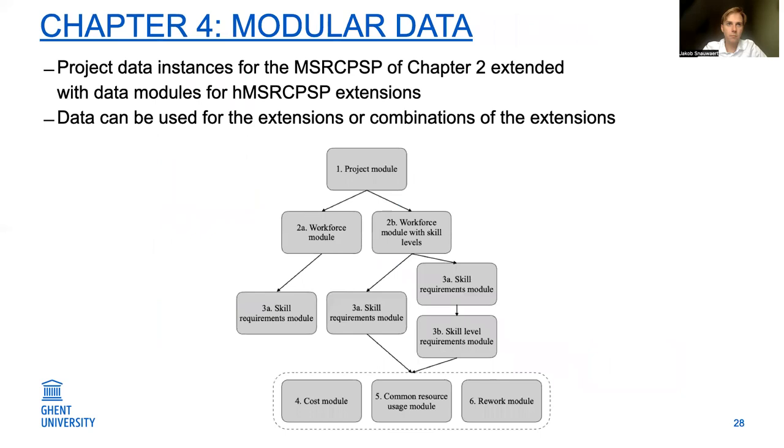Again, to solve this problem, we created a modular data set, which was created based on the instances of chapter 2, and then extended with new data modules for the HMSRCPSP extensions. And here, this flowchart shows how we can create an instance for these problems. First of all, we have the project module, which is directly taken from chapter 2. Next, we choose which workforce module we want to take. Do we have a workforce without skill levels or with hierarchical skills? Then we decide on the skill requirements module. And then lastly, we can choose the specific data module for the extensions. If you want to, researchers can also combine these last three modules to create new models that have not been considered in this study.